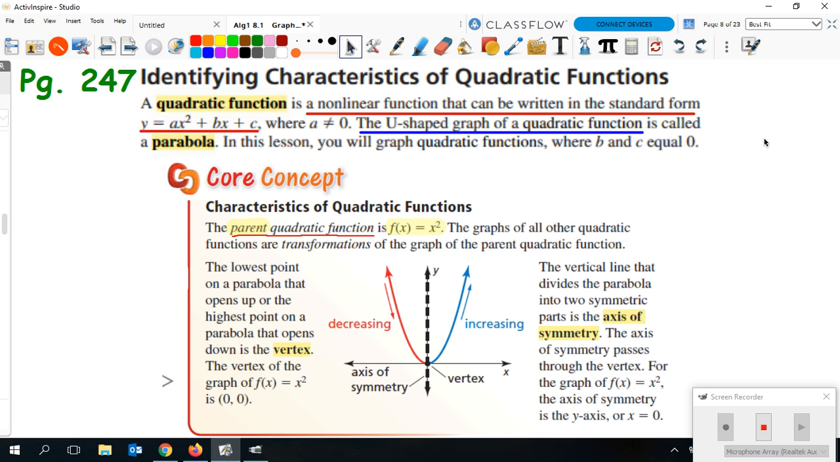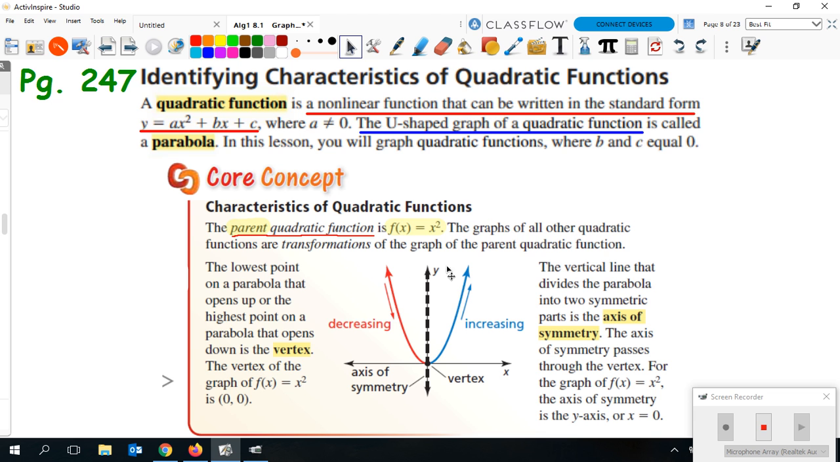There are a couple graphs that we might see along the way in algebra that do have special names. Most of them don't. You would just name it as a shape of a line, or whatever the shape might be. But this one, it's a U shape, but we can call it a parabola.